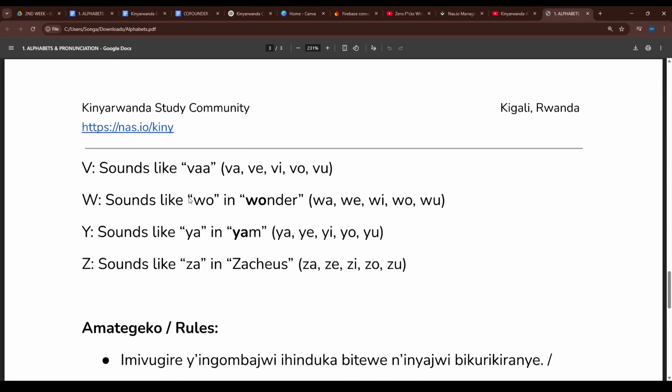This one is also simple. Then you have wa, it's not W, it's wa. Wa, we, wo, wu. Then you have ya. In French it's Y, in English it's Y, in Kinyarwanda it's ya, ya, ye, yi, yo, yu. Then you have za, in English it's Z. Here it's just za, like in Zacchaeus. Za, ze, zi, zo, zu.